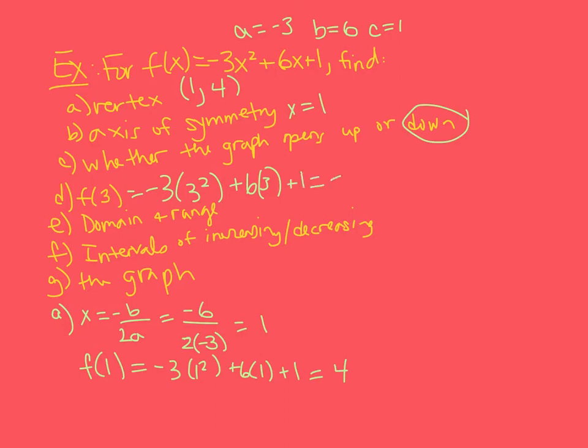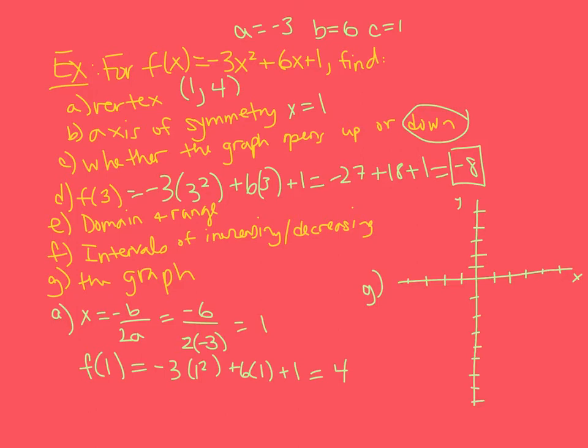And you should end up getting -27 + 18 + 1, which, if you do everything right, gives you -8. For parts E and F, these ones are actually a little bit easier if I do them once I have the graph. So I'm going to go ahead and skip ahead to G. I'm going to do the graph of this one.